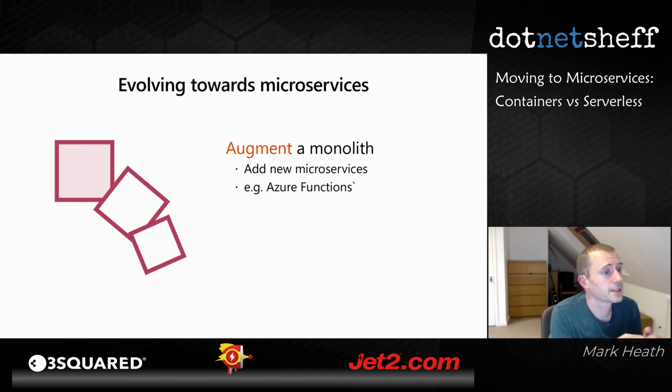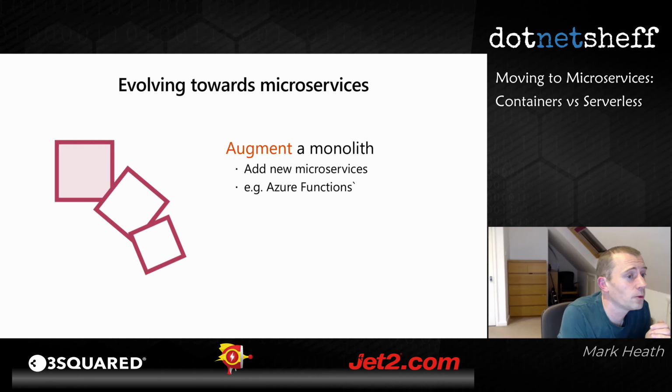And the first is to augment your monolith with new microservices. So you basically say, our monolith is what it is. It's huge, it's got loads of functionality in. But whenever I'm adding a new feature to my system, what I want to do is add, wherever possible, a new microservice. So add something from the outside.